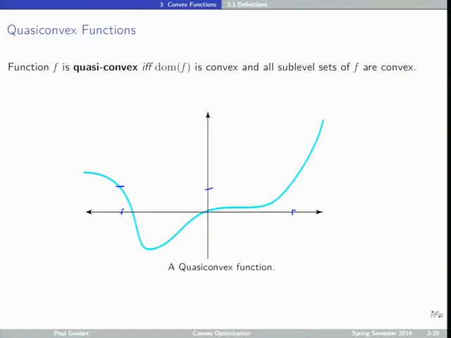I should actually erase this one and this one. Okay, so I take this point and that point, those are the arguments that achieve exactly this blue value right here. That's the level set, okay?